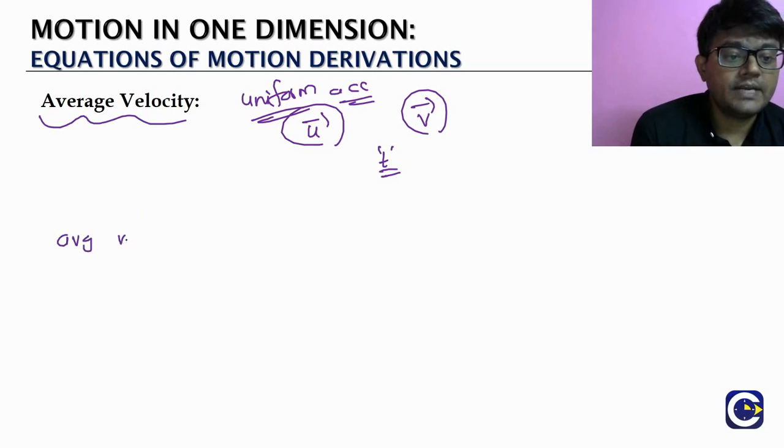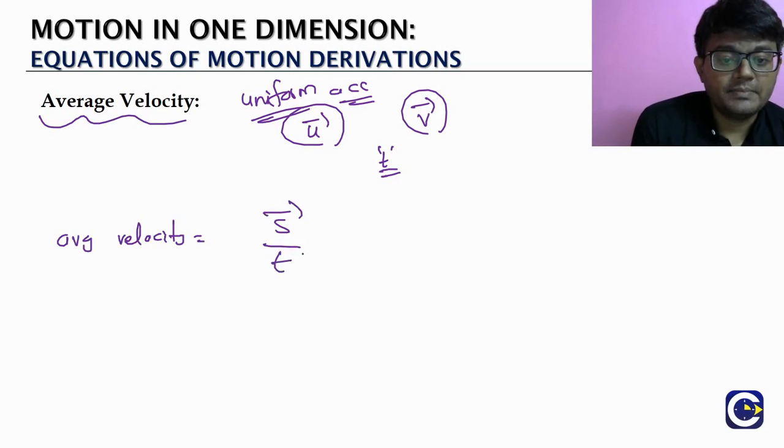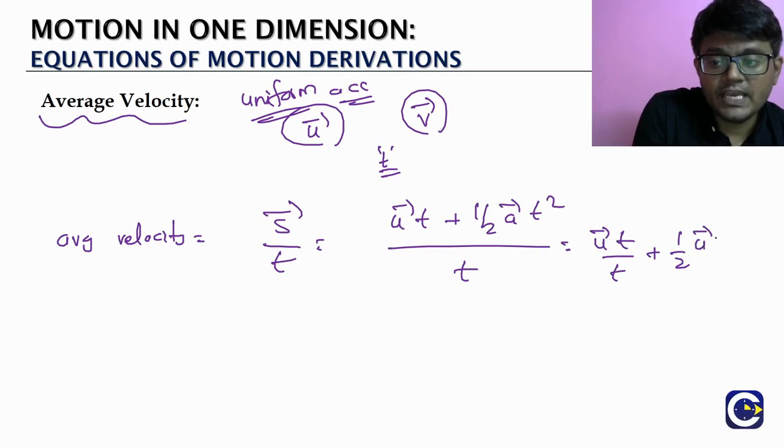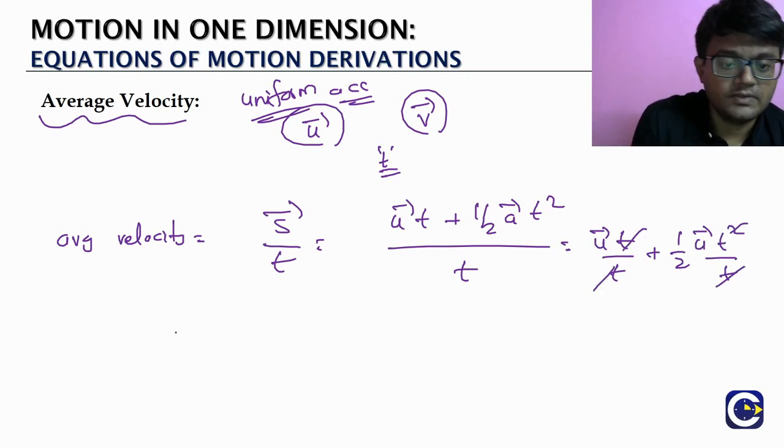So normally, what is the average velocity formula? It will be total displacement divided by the time taken. What is the total displacement? Already we have a formula, right? It is ut plus half at square. That is the total displacement. Divide by t. Means ut will split over the denominator, plus half at square by t. So we can see t here is cancelled.